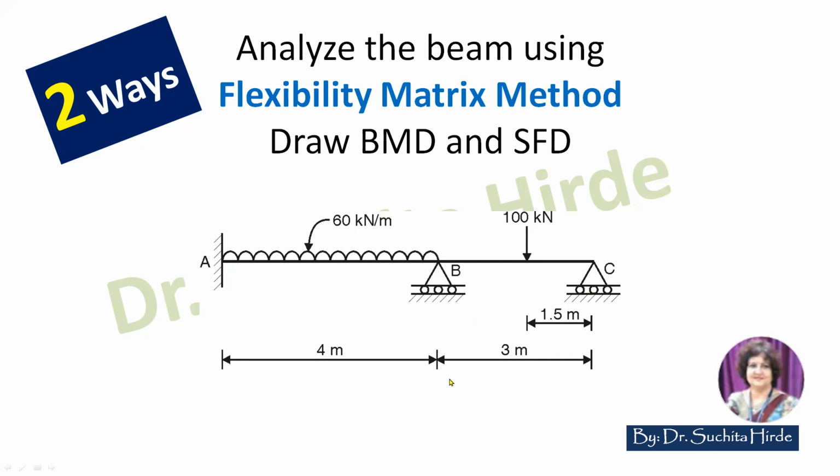So here degree of static indeterminacy is 5, that is total number of reactions, minus equation. So equilibrium equations are 3. So 5 minus 3 is 2. So degree of static indeterminacy is 2 in this case. And therefore we have to consider any two reactions as redundant reaction to solve this beam using flexibility matrix method.